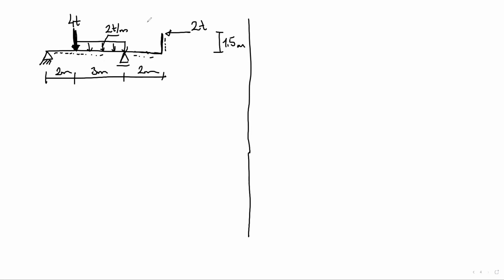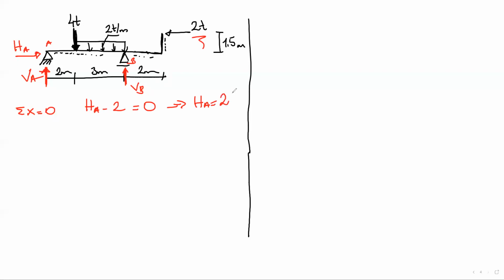Firstly, we're going to calculate the support reactions again. Points A and B. Here we have A, B, and here also H. Let's try total X equals 0 in this system. Which forces are in the X direction? HA minus 2 equals 0. HA equals 2.